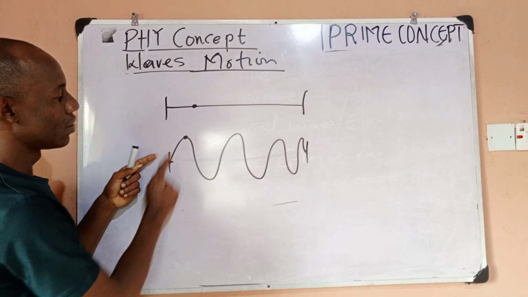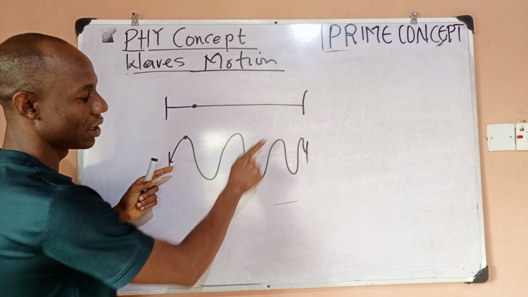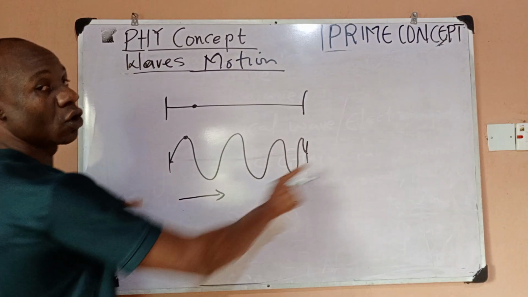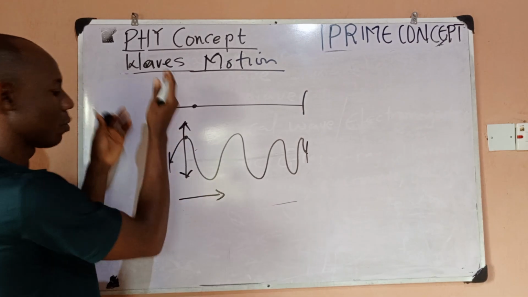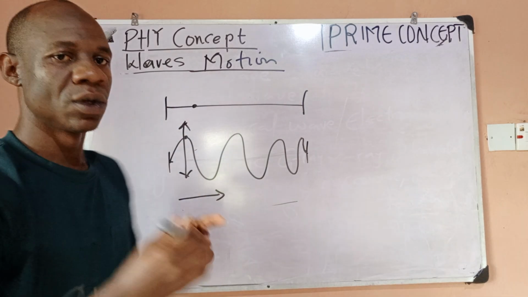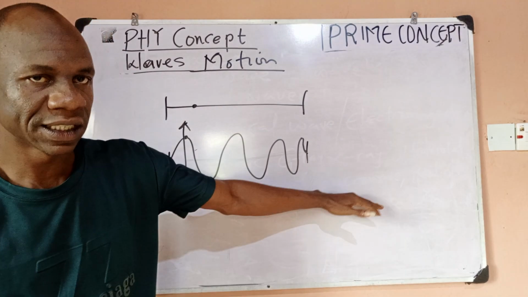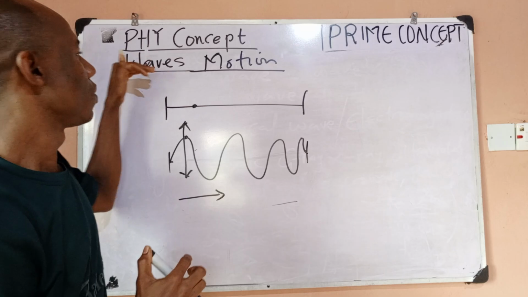Now, while the wave I set up at this point is traveling forward, the wave itself or the disturbance is going forward, while the particle itself is just going up and down, right? So the movement of the wave itself and the particle of the medium is what we call wave motion.